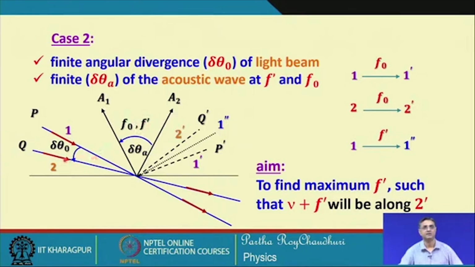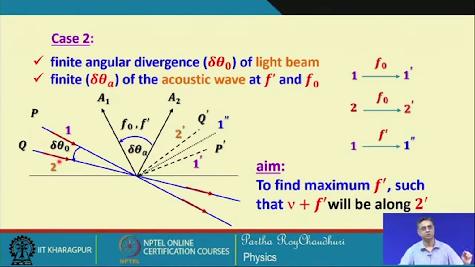Therefore, as a result, this 1 may undergo diffraction because of this f dash, which will occupy some position between this 2 dash and 1 dash. So, 1 may undergo 1 double dash by this acoustic frequency f dash. This is here, but our task is to maximize this, so that it goes along this direction. That will give you the maximum value of the acoustic frequency.